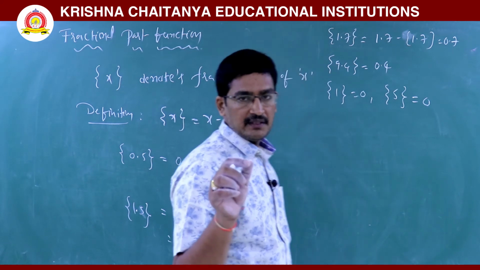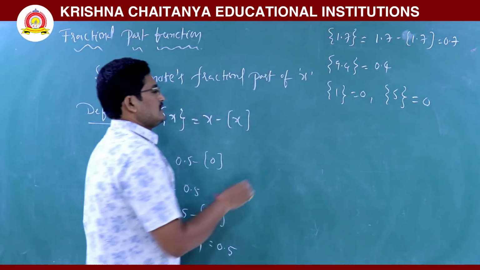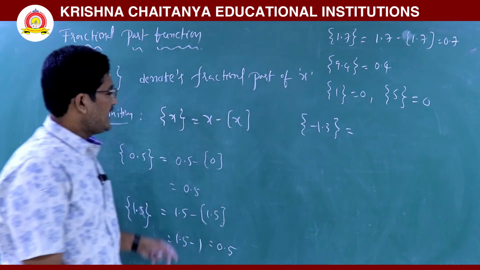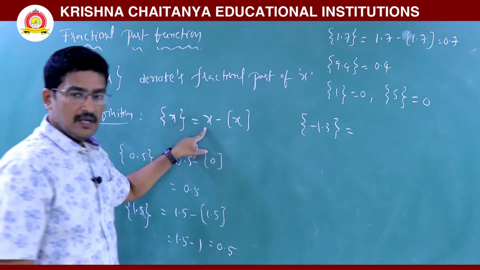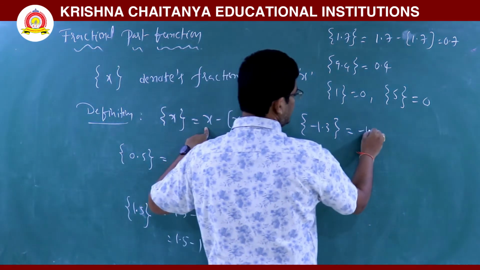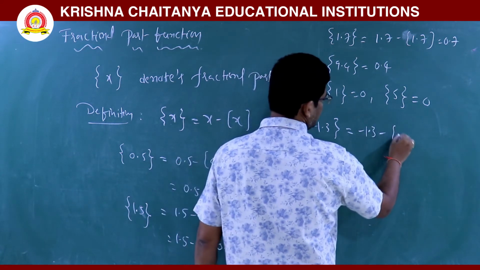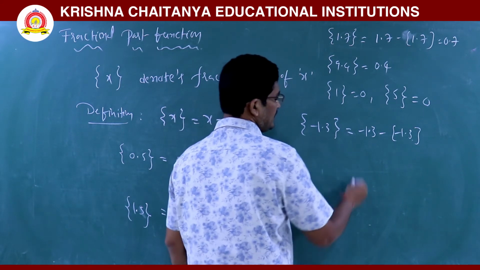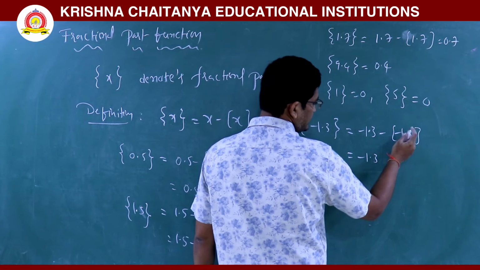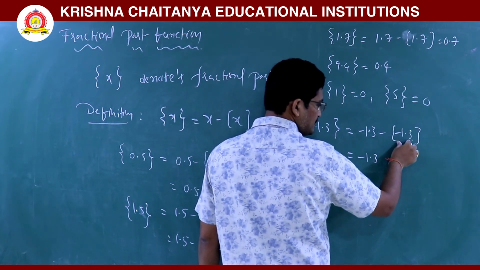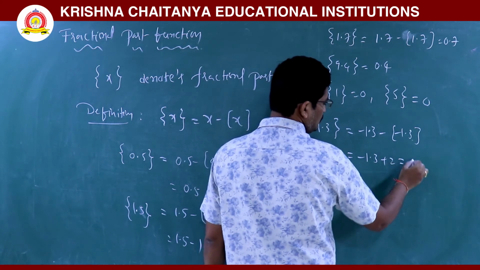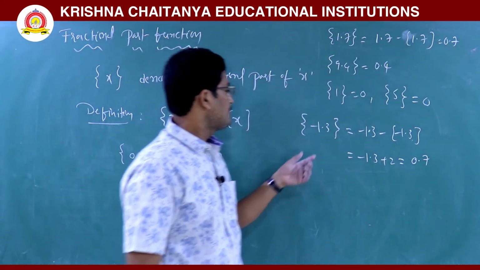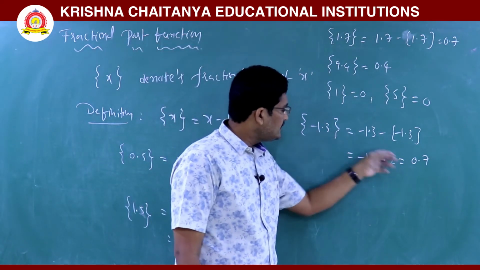We have to discuss something about negative values. See, fractional part of minus 1.3. According to the definition, we have to write minus 1.3 minus step of minus 1.3. Step of minus 1.3 is minus 2. So, minus 1.3 minus of minus 2 is plus 2, which is 2 minus 1.3, 0.7. So it differs somewhat. Fractional part of minus 1.3 is 0.7.